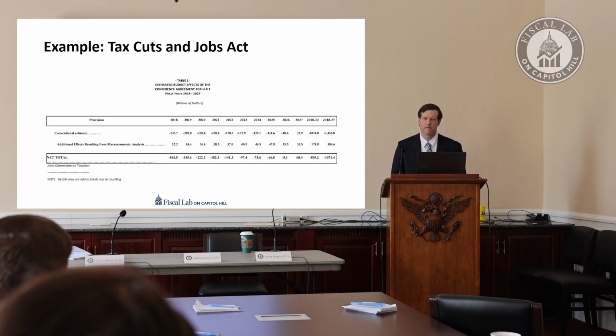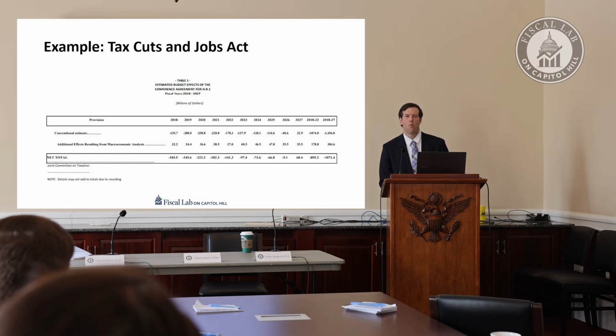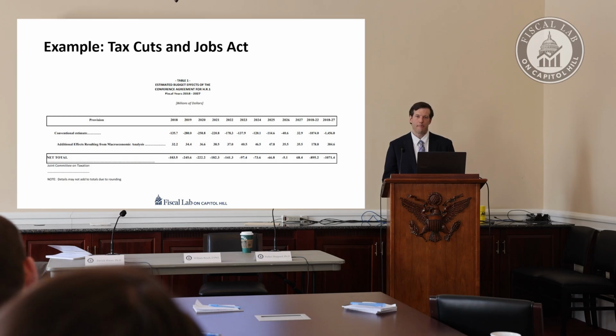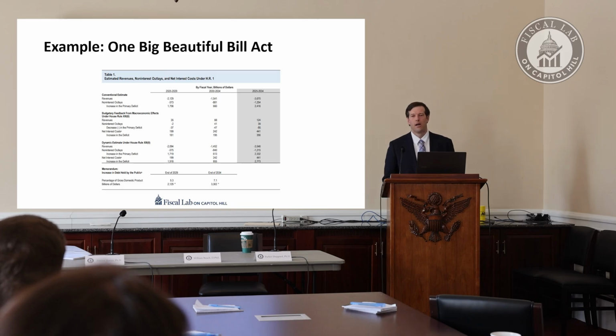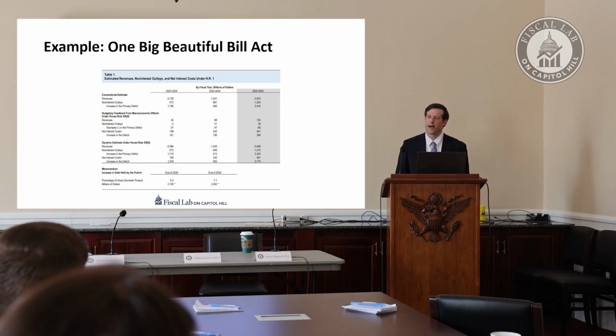It's roughly 1.5 trillion in deficit increase under a conventional score and a little over 1 trillion once you include macroeconomic feedback. And that's about what you can expect from getting the macroeconomic feedback. It reduces the cost by 20 to 30%. But of course, that depends a little bit on exactly what's in the law. So if you have a law that is focused on growing the economy, you can see large effects.